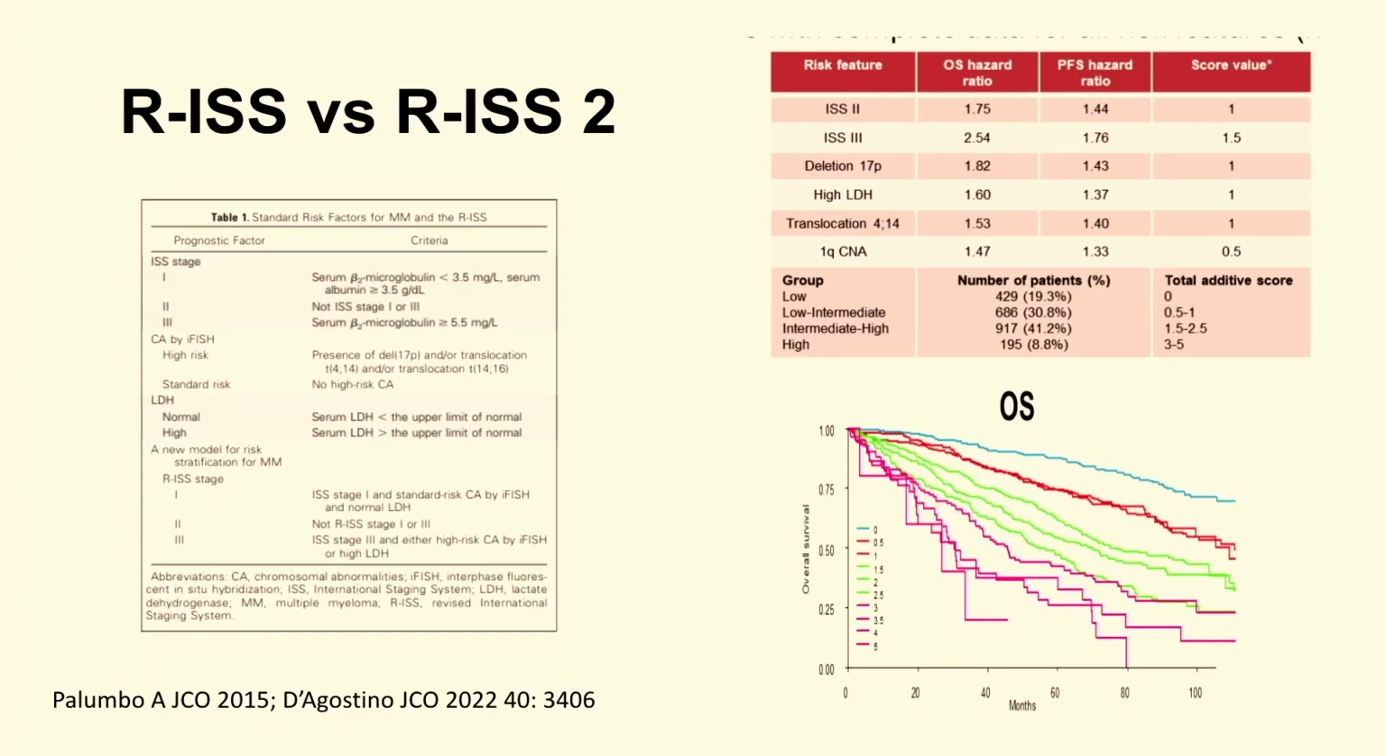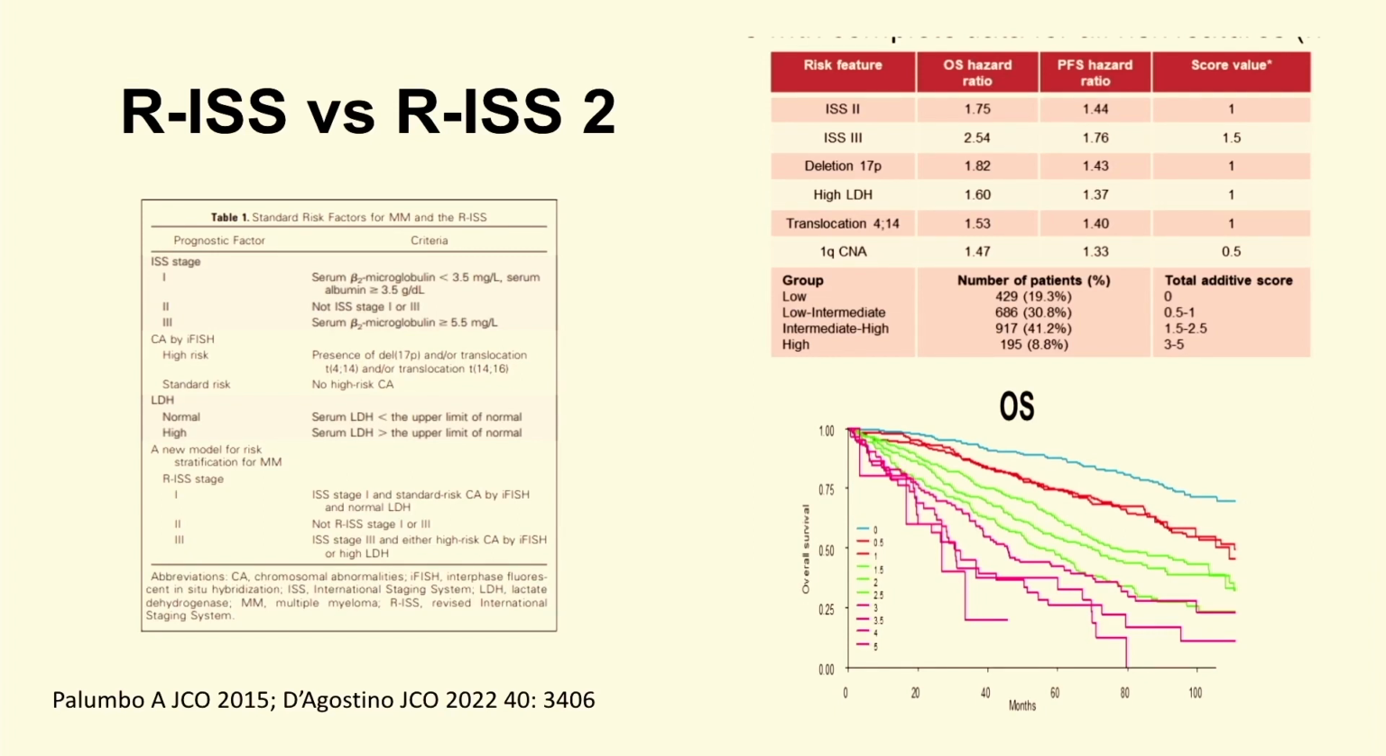Okay, on the left, this is our staging system that was devised in 2015. It looks complicated, but it only looks at a couple of things. One is, do you have any of those cytogenetic risks? Yes or no. Do you have a high lactate dehydrogenase, or LDH? We're going to talk about what that is. Do you have a high beta-2 microglobulin, which is essentially a protein that you can measure that's associated with how much myeloma you have? And do you have a normal amount of a protein called albumin, which is a measure of how your nutrition is, how healthy you are?